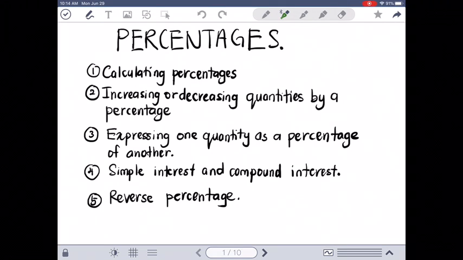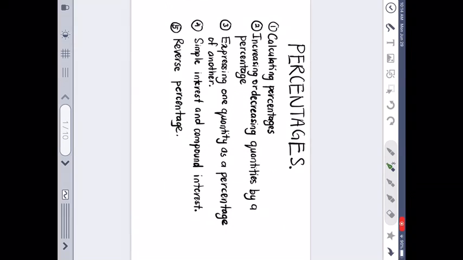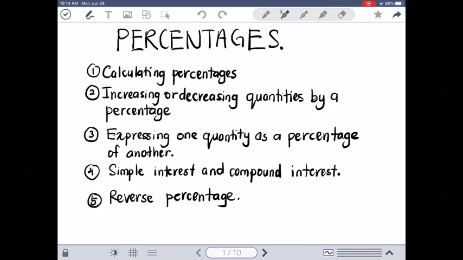Today we are going to do a new chapter which is percentages. If you look at your textbook, Collins textbooks, this chapter is chapter 2 and we have covered from 2.1 until 2.3 last semester. Therefore, in this class we will cover from 2.4 until 2.8. So there will be 5 subtopics that we need to cover.